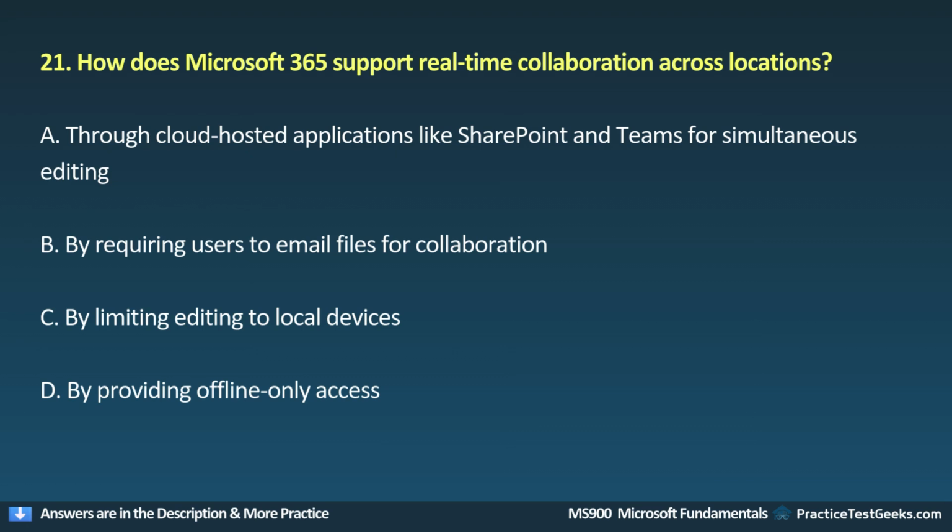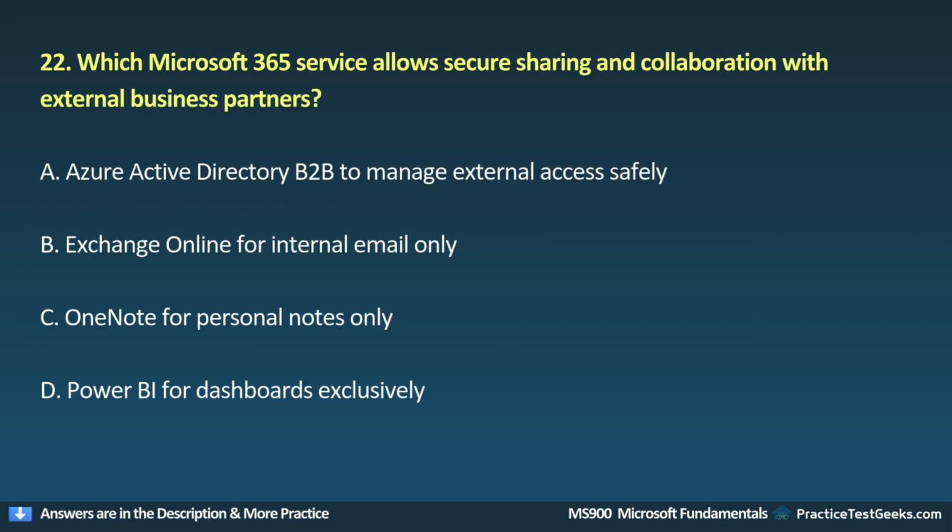A. Through cloud-hosted applications like SharePoint and Teams for simultaneous editing. B. By requiring users to email files for collaboration. C. By limiting editing to local devices. D. By providing offline-only access. 22. Which Microsoft 365 service allows secure sharing and collaboration with external business partners?